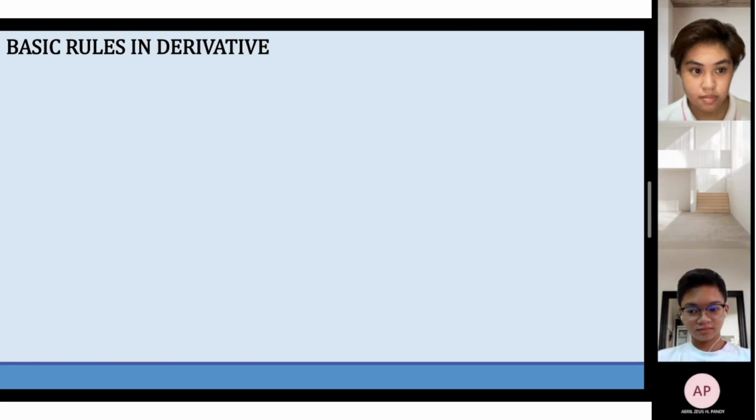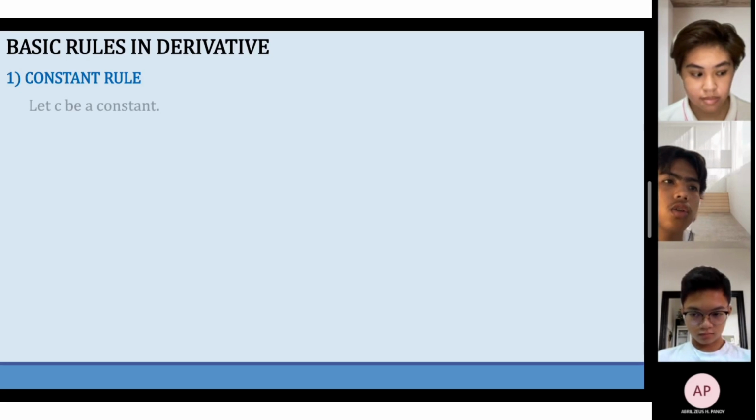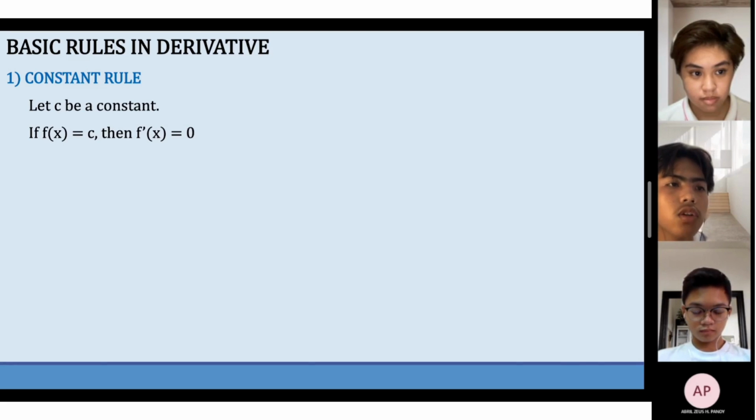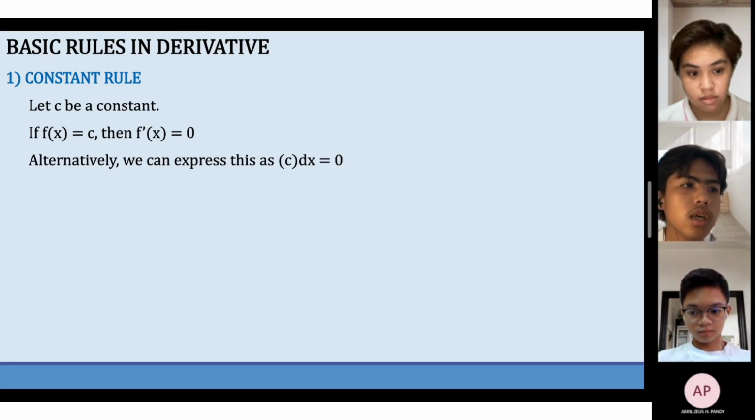I hope you learn and understand how to solve for the derivative of a function by definition. Now we will proceed to the basic rules of derivative. The first rule we will tackle is the constant rule. The constant rule says the derivative of any constant function is always 0. A constant function is a linear function for which the range does not change. It can be represented as: if f of x is equal to c, then f prime of x is equal to 0. Alternatively, we can express this as the derivative of c is equal to 0.